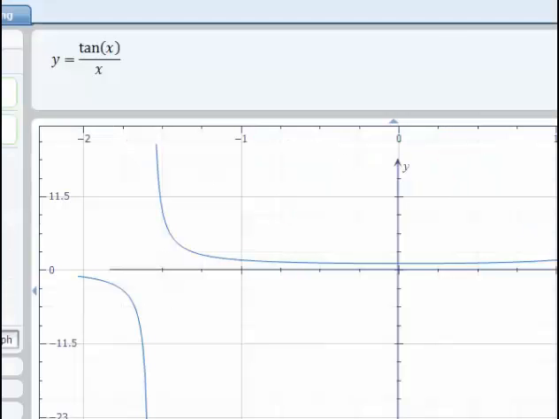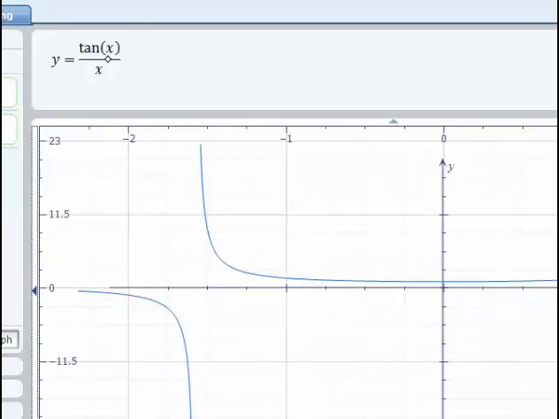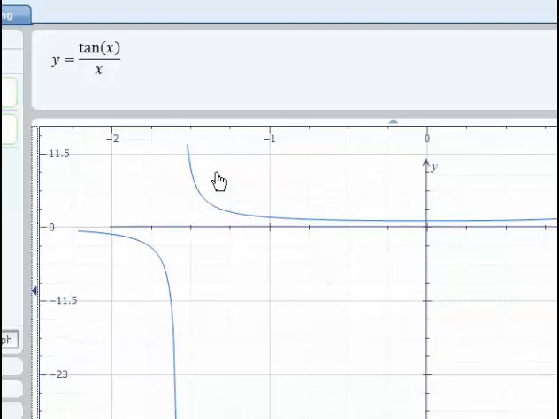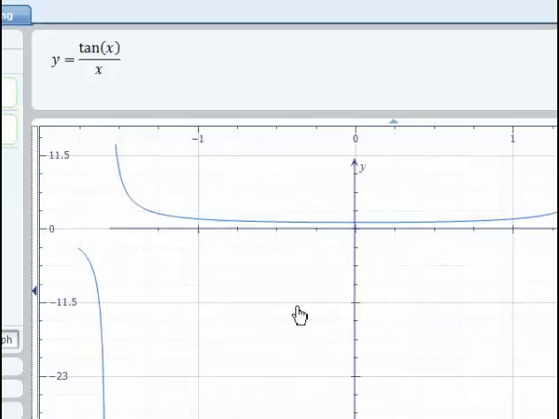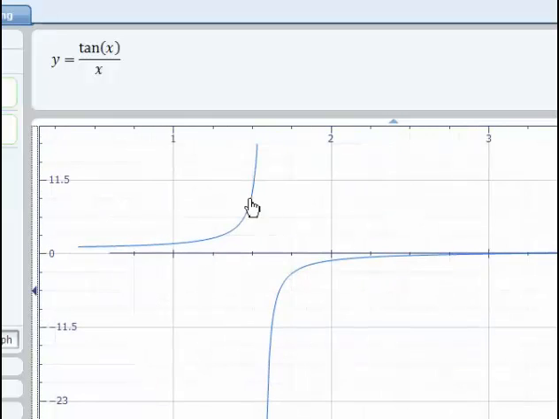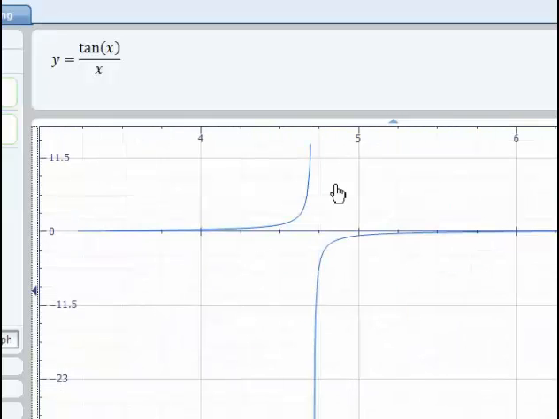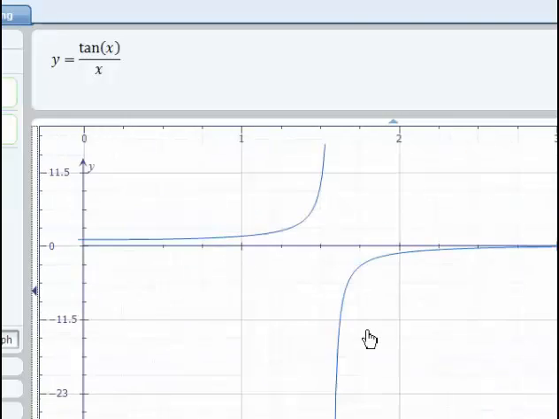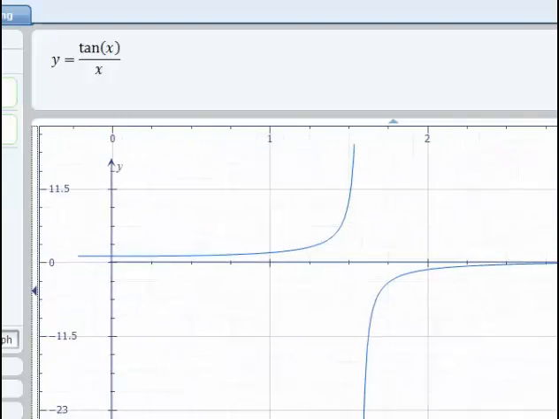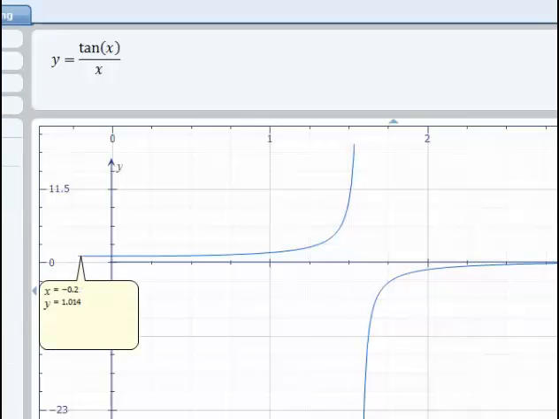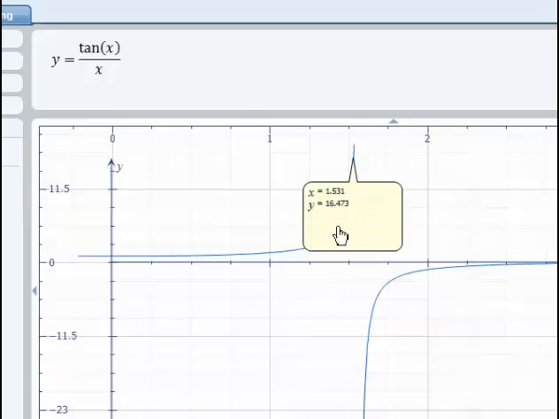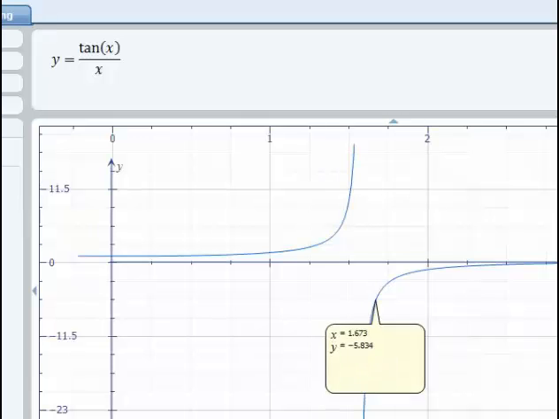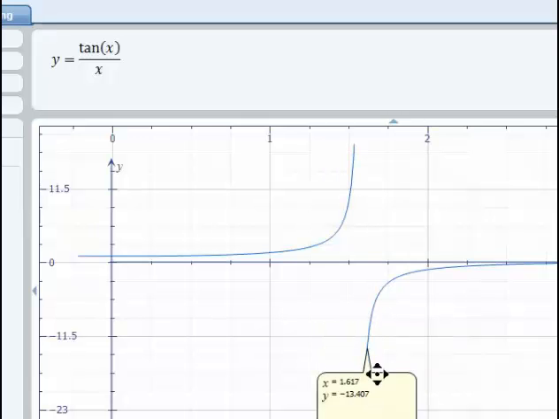So what I've done is go ahead and graph this, and you can see up here that I've graphed the tangent of x over x. And what I want you to see is that it does have asymptotes. You may not be able to see exactly where they are, but there are periodic asymptotes. So we're going to use a trace to figure out where those occur. I will trace this right here, and it's at 1.531, and then if I jump down, it's at 1.6.